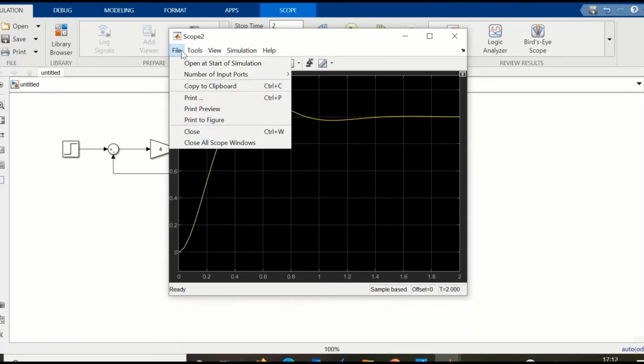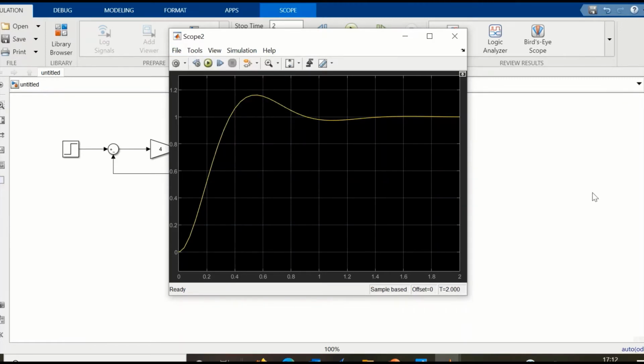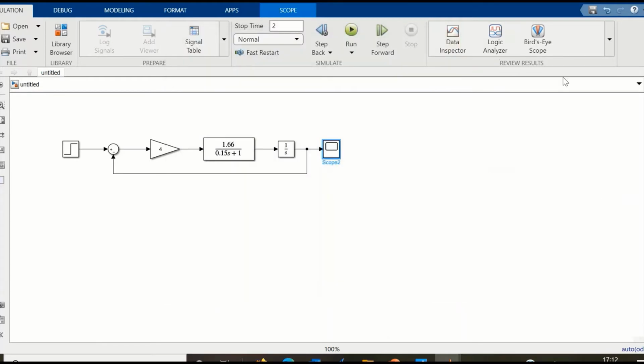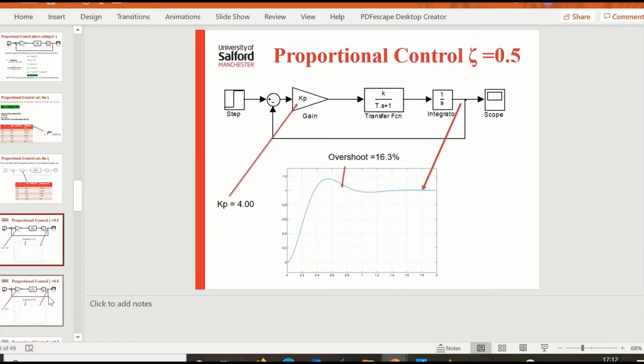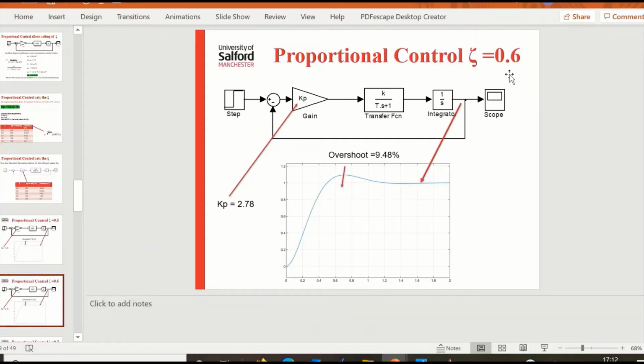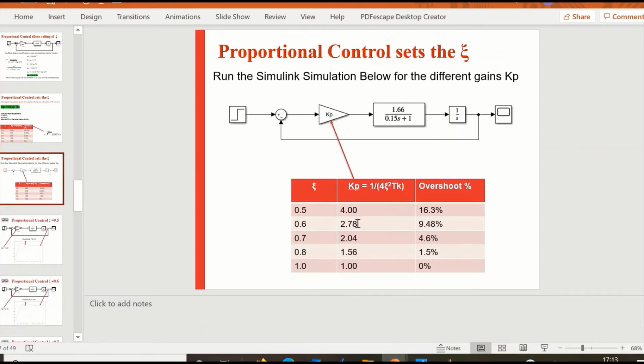I'm going to copy this, go into File, copy to Clipboard, and I can use Paste to put that into my report. If I go back now to Simulink, I'll go for the next one, which is damping ratio of 0.6. Now for damping ratio of 0.6, I need a slightly lower gain, 2.78. So as my gain reduces, my damping ratio goes up. They're inversely proportional to one another, and this should give me about a 10% overshoot more or less.